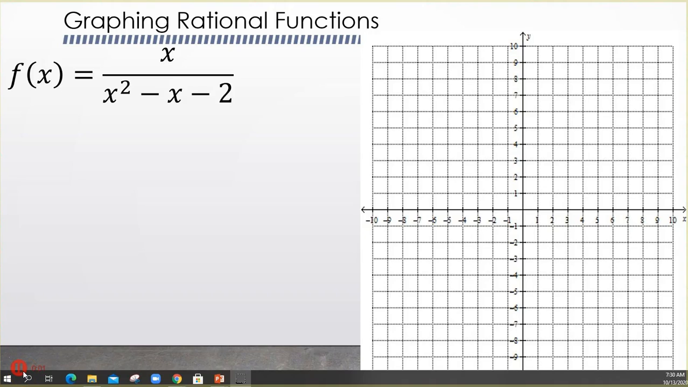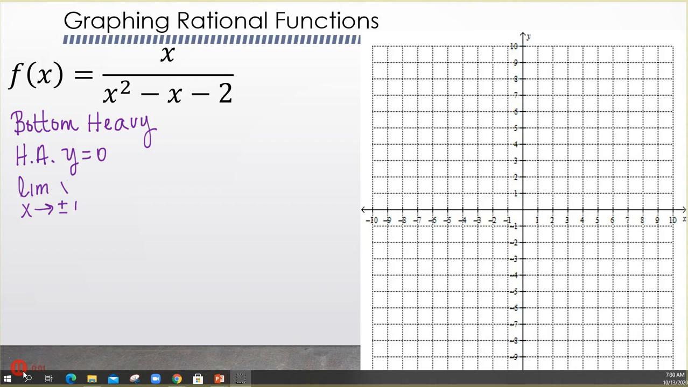In this function, we have a polynomial where the exponent is higher in the denominator, so we call this a bottom heavy rational function. So this one is bottom heavy, and whenever it's bottom heavy, our end behavior will approach 0. So we have a horizontal asymptote at y equals 0, which means that expressed as a limit as x approaches positive and negative infinity, f of x will approach 0.